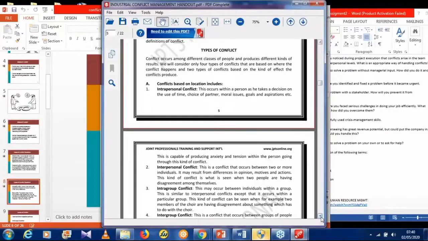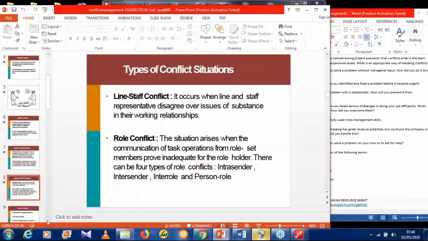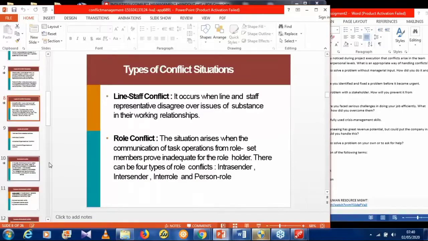So you have conflicts of role conflict. I have also explained there can be different types of role conflict: intersender or intrasender. That's when it has to do with who is the person, the director or the instructor, the sender.